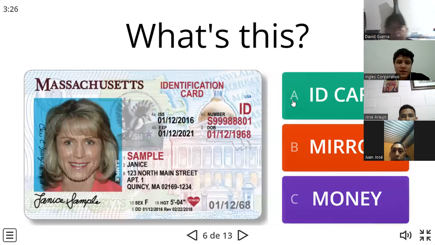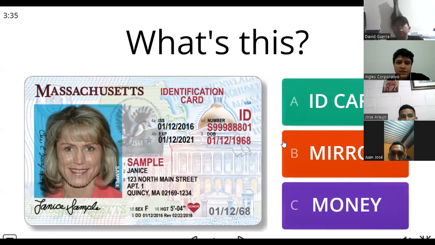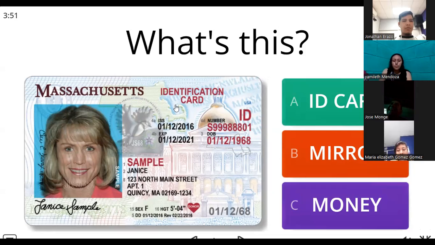What's this? Is it ID card, mirror, or money? What do you think? A, they say A. Juan A, Jonathan A, Jamilet A. Perfect, ID card. Perfect, ID card, you know, tarjeta de identificación, right? ID card, okay? Repeat in your house, guys. ID card. Perfect.